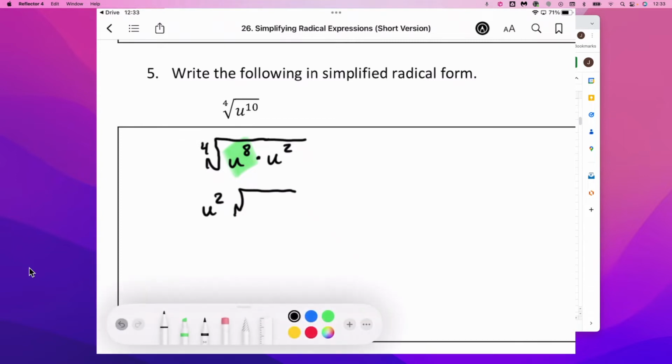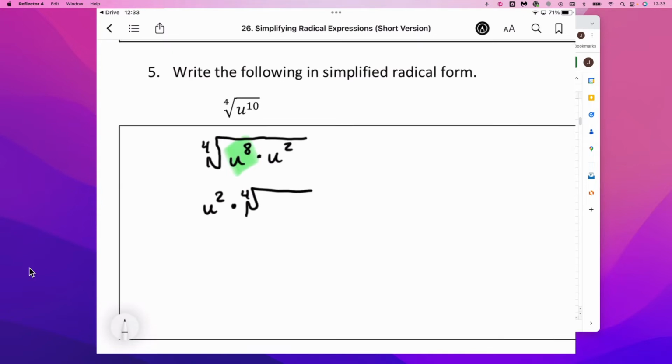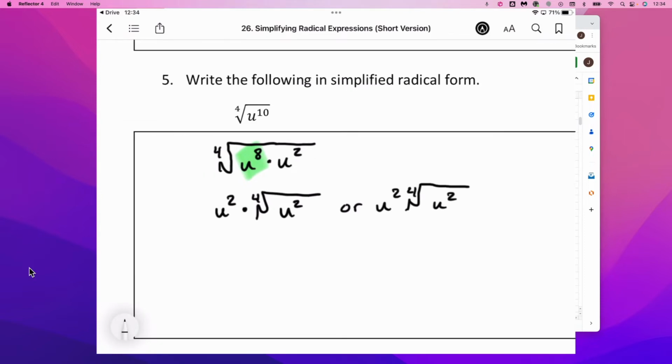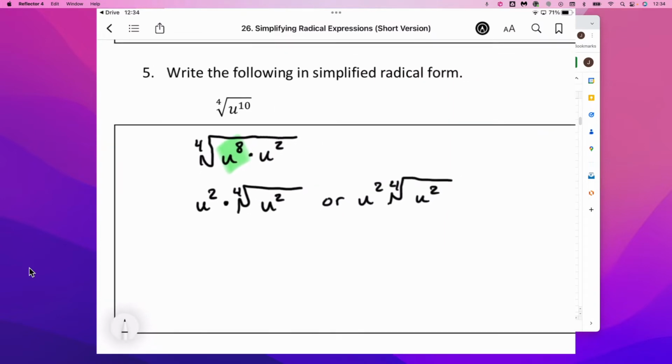And Alex probably won't do this. I'm going to put a times symbol here, because if I don't, this 4 that's right here gets me confused because it's right next to my 2. What's left inside is u to the power of 2. You could also write u to the power of 2, fourth root, u squared, but this confuses me because that 2 is right next to the 4 and it messes with me a little bit.